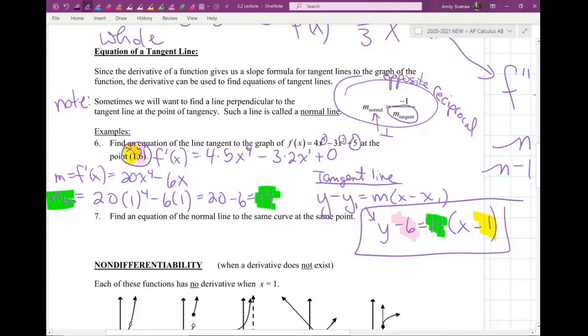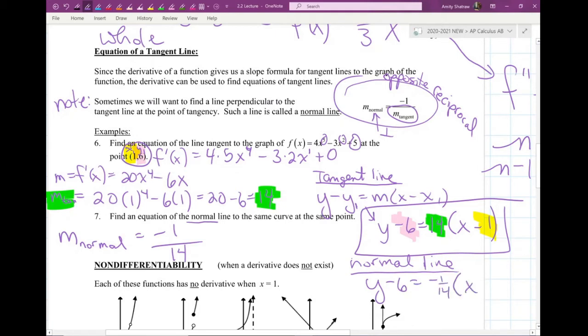It says find the equation of the normal line. So if my slope was 14, then the slope of the normal will be, right? That's the formula up there. It says take -1 and put the slope of the tangent in the denominator. Ta-da! I get -1 over 14. So this is the tangent line's equation. And ready? Here's the normal line's equation. The normal line's equation will be y minus 6 equals -1 over 14 with an x minus 1.